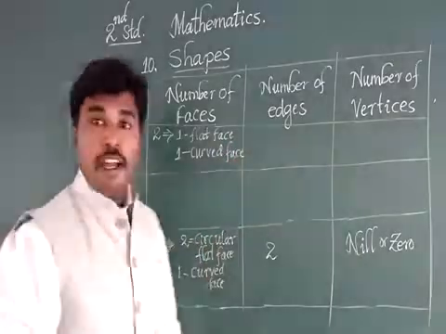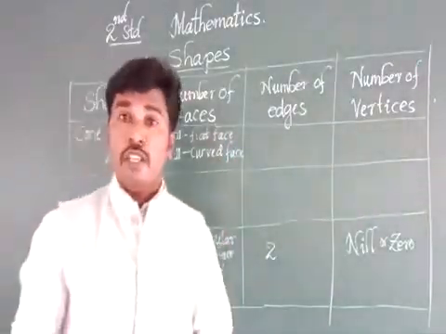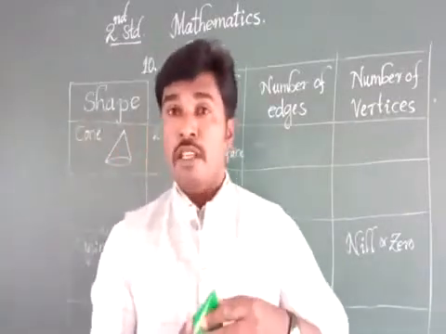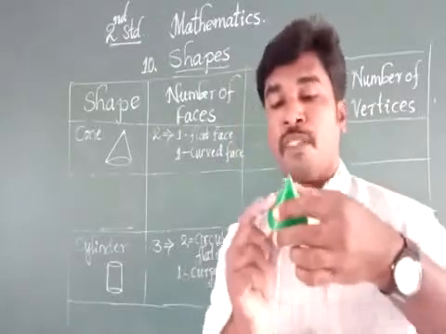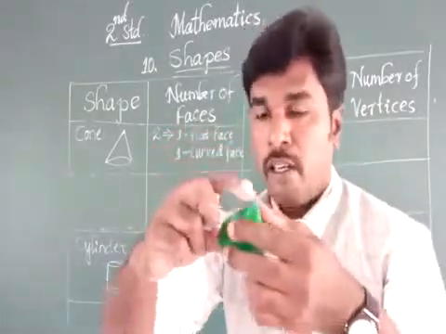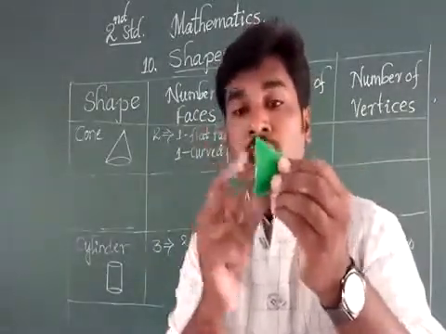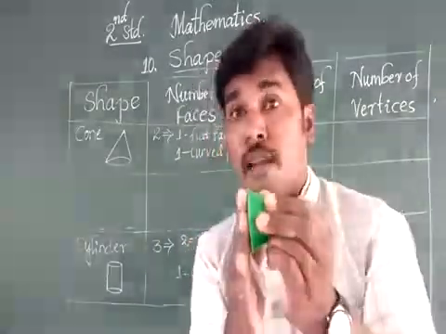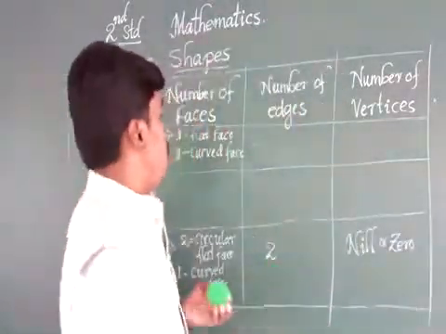One flat face and one curved face. Now we come to number of edges, dear children. How many edges? Edges are nothing but the line where 2 faces meet. So here it is the point or the corner and this is the line. These 2 faces are meeting. So it is having only one edge.